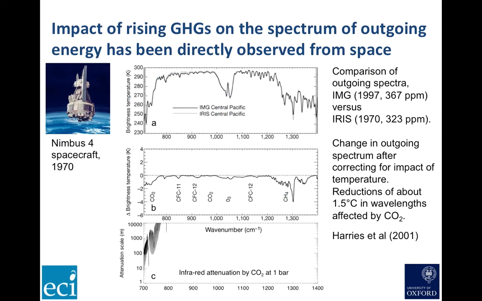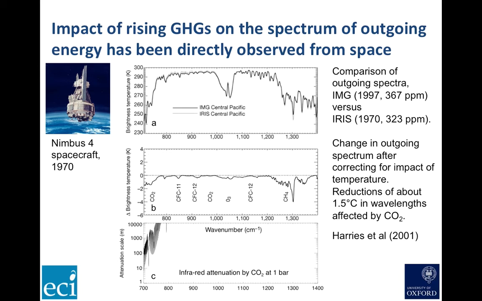Perhaps almost as remarkable as Arrhenius's insight was the first direct observation of the impact of rising greenhouse gases on outgoing infrared radiation. NASA flew an infrared interferometer on the Nimbus 4 satellite in 1970, which was a remarkable achievement. And the Japanese Space Agency flew a near-identical instrument 27 years later in 1997. By comparing the spectra taken over the same spot in the Central Pacific, John Harries and his co-workers were able to show a reduction in outgoing energy in precisely the wavelengths that you'd expect this reduction to occur, due to the increase in carbon dioxide, methane, chlorofluorocarbons, and other greenhouse gases over those 27 years.